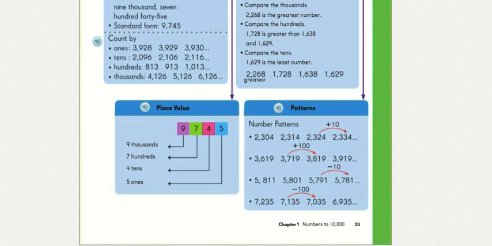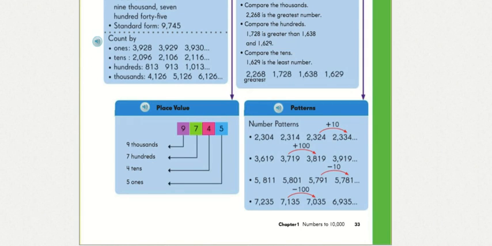5,801. What do you notice is different? 5s are the same, 8s are the same. The 1 in the ones place is the same, so it's got to be the 10s. It's going from 1 ten here to 0 tens. That's right, it's decreasing by 10. So 5,800 and 801, 10 less would be 5,791, 5,781. That's tricky, isn't it?